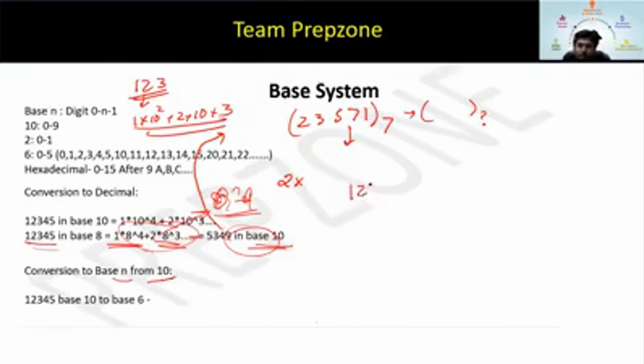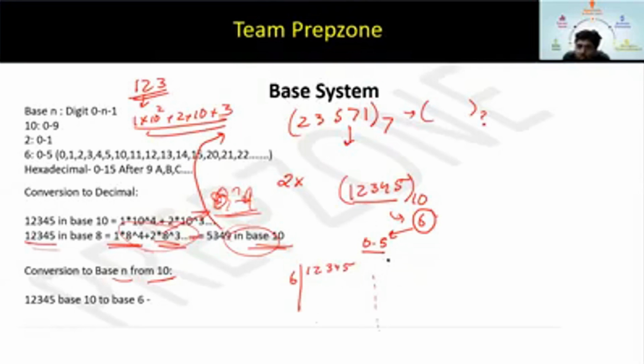Suppose I want to convert 12345, which is in base 10, to base 6. How can I do it? What is the basic funda of base 6? That numbers can be from 0 to 5. So if I have 12345, I will just keep on dividing it by 6 and get the remainders. In those remainders, the numbers will be from 0 to 5 only, right?